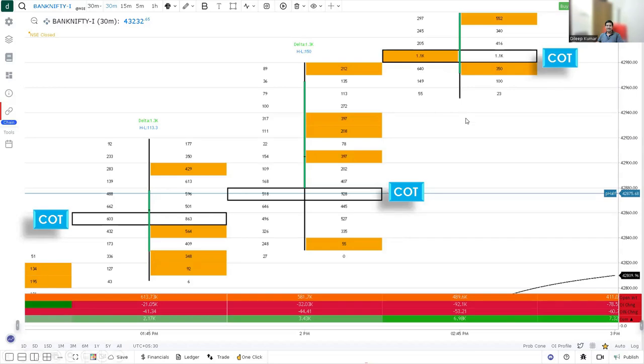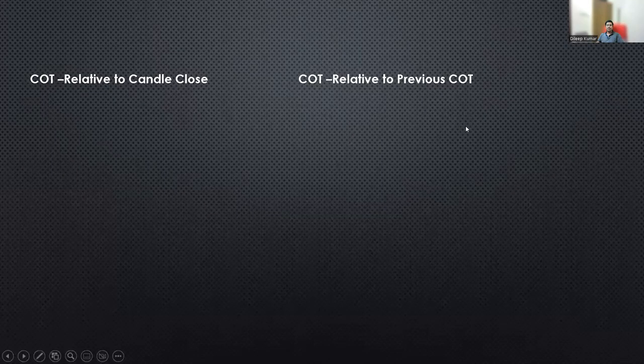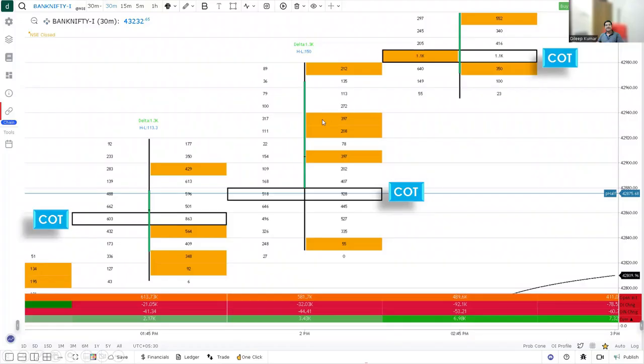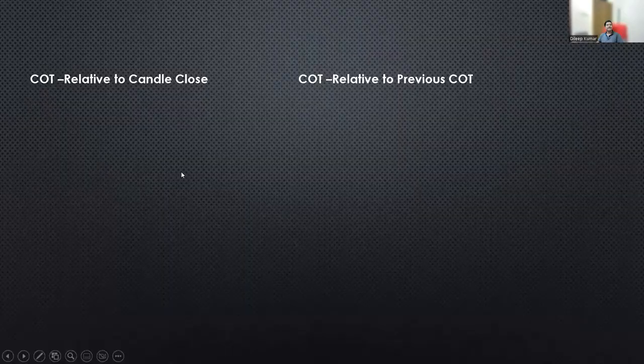So it's not that easy. Now we understand the POC relative to the candle close. There are two ways. That is one way, and the other is relative to the previous POC. So what I have told you is relative to the previous POC and the POC relative to the candle close. So what does it mean?